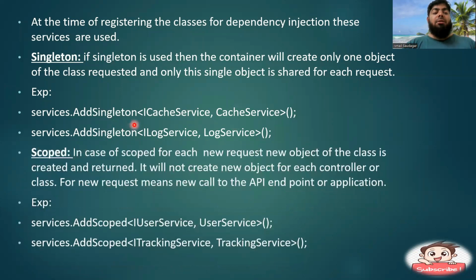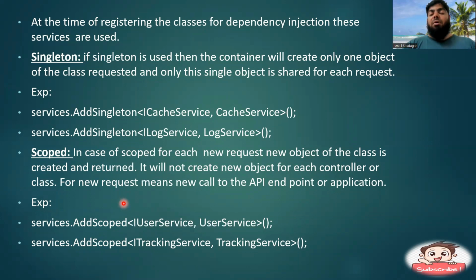Another method is scoped. When scoped is used, for each new request, a new object of the class is created and returned. It will not create a new object for each controller or class. A new request means a new call to the API endpoint or application. So when AddScoped is used, a new object is created and this object is shared.